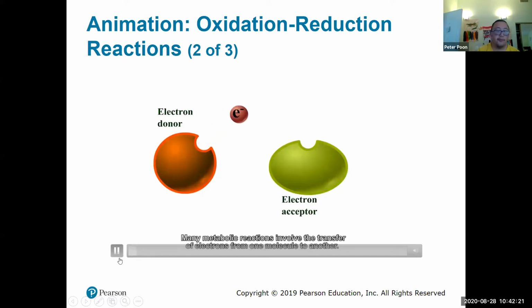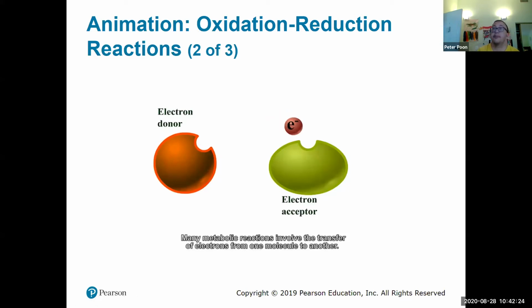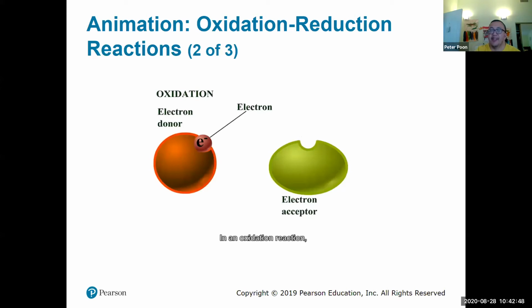Many metabolic reactions involve the transfer of electrons from one molecule to another. This transfer of electrons involves two coupled reactions, oxidation and reduction. These are often called redox reactions. Cells use redox reactions to transfer electrons from one molecule to another within or between metabolic pathways, such as the Krebs cycle and electron transport chain. In an oxidation reaction, a molecule called the electron donor gives up one or more electrons to another molecule called the electron acceptor.